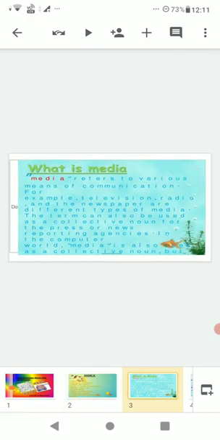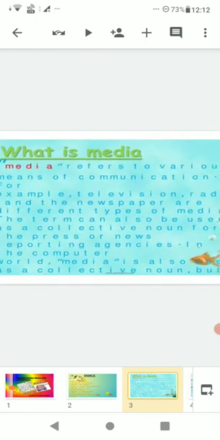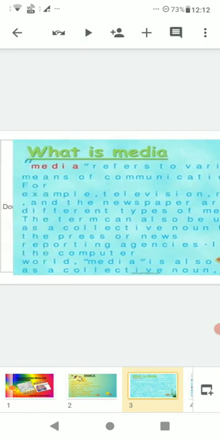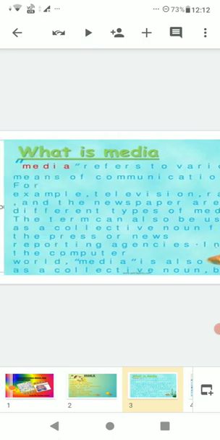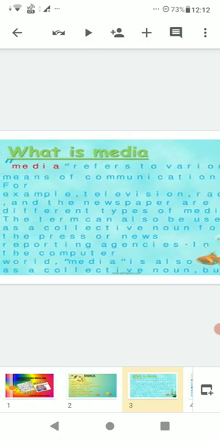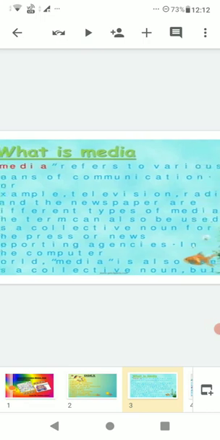Media refers to all means of communication. It describes various ways through which we communicate in society. TV, radio and newspapers are some media forms that reach millions of people across the world. Thus, they are called mass media. So here media refers to various means of communication. For example, television, radio and the newspaper are different types of media.